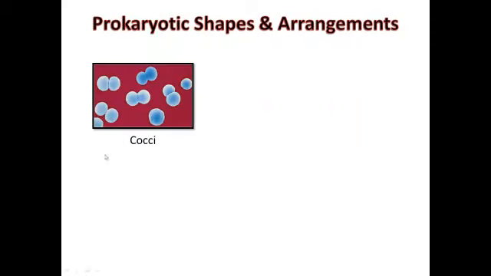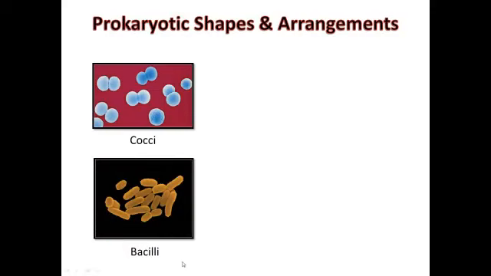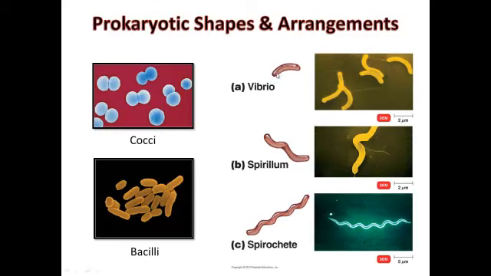Now let's go into the various shapes that prokaryotes can come in. If they're round, we call them cocci. If they're rod-shaped, we call them bacilli. Now, sometimes the bacilli can get so long, they form what I call variations on the rod shape. So, if they form kind of a comma shape, they're vibrio, like in this electron micrograph. If they're long enough, they can form kind of a spiral or a corkscrew, and they're rigid, they're called spirillum.